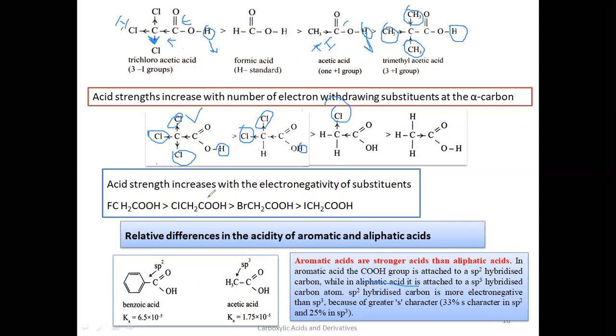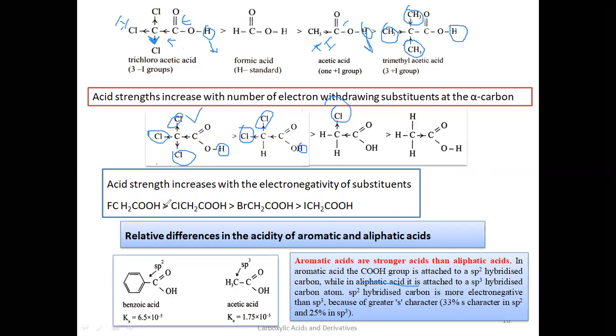Now let us see when there are different electronegative substituents attached to the carbon. Let us see the acidity. Suppose fluorine, chlorine, bromine, iodine. These are the substituents which are present. So we all know the electronegativity. What is the electronegativity order? First is fluorine. Fluorine is more electronegative than chlorine, then bromine, then iodine. So since the electronegativity increases, the acidity also increases.